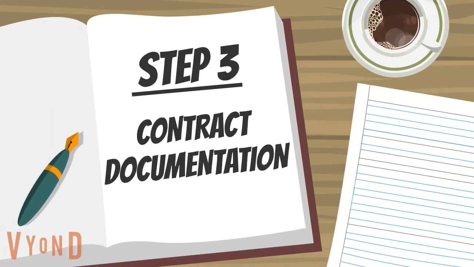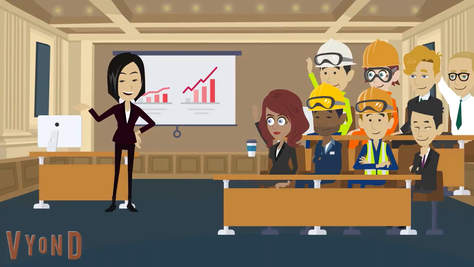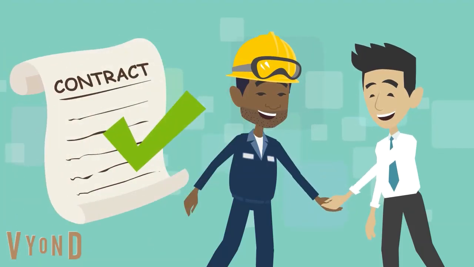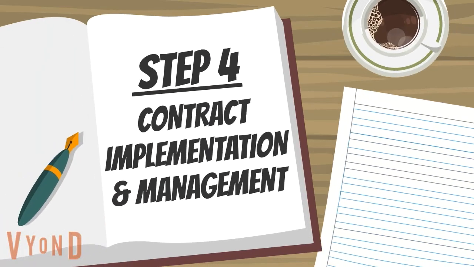Step 3. Contract documentation process. The architect prepares construction and detailed drawings. The quantity surveyor will prepare a bill of quantities and organize the calling of tenders. Step 4. Contract implementation and management process.